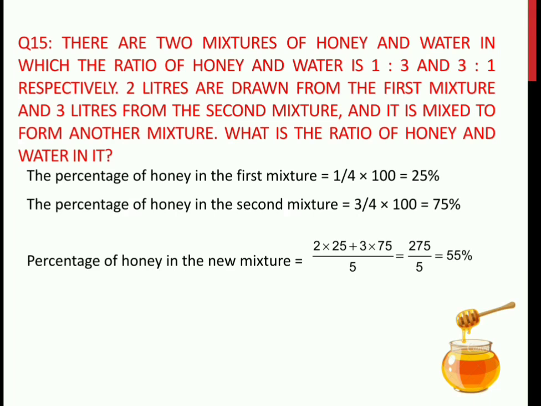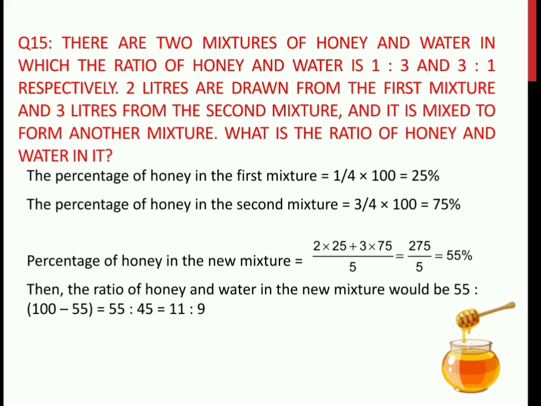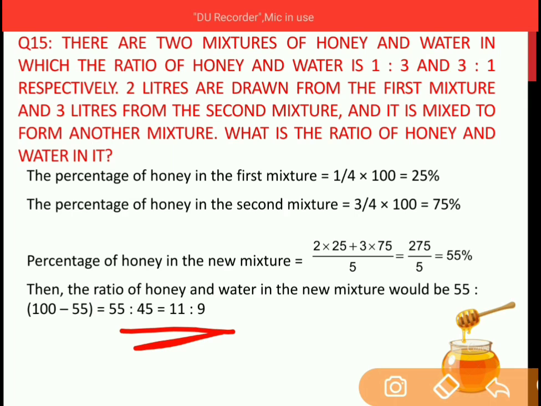This is by the percentage approach. Initially, what I taught you was the ratio approach. Fine. Anyway, you will get the same answer. Similarly we will find out the amount of water in the new mixture. Let's say the amount of honey in the new mixture is 55%, then the remaining will be water. So water will be 100 minus 55, which is nothing but 45%. So 55 is to 45 is nothing but 11 is to 9. So the answer is the same in both approaches. So the answer over here is 11 is to 9.